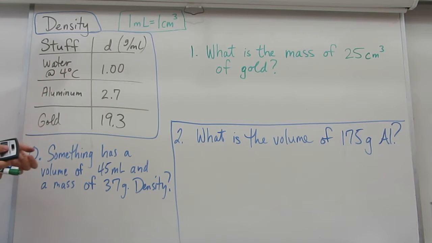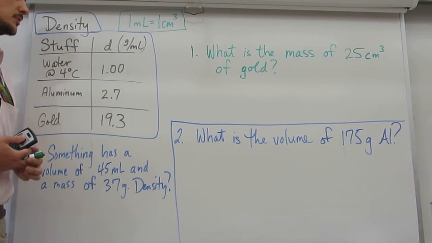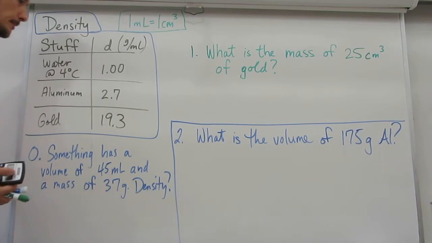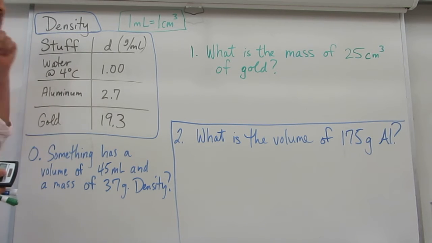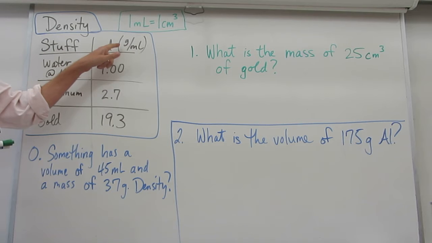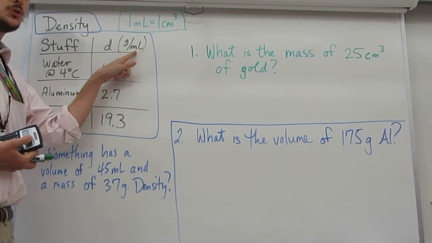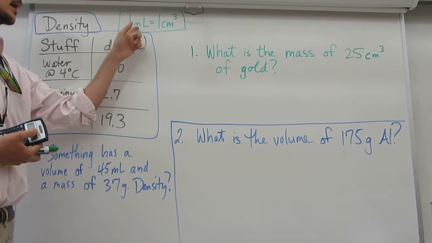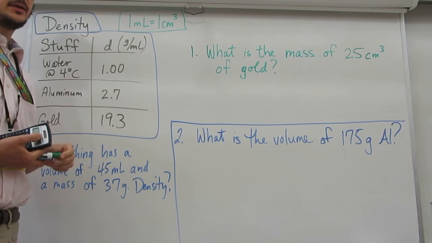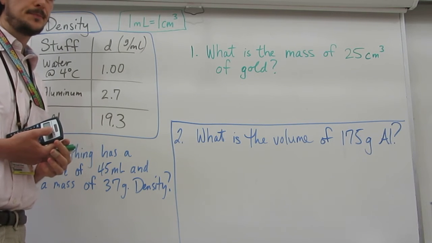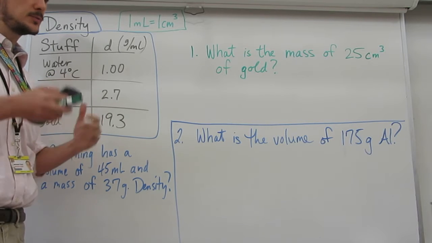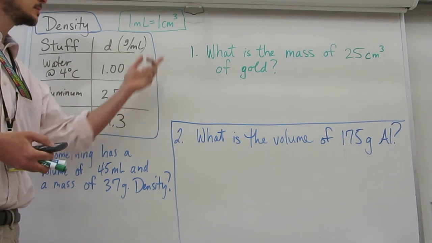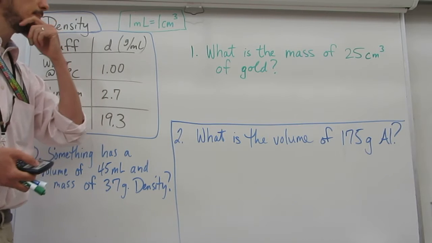So water at 4 degrees Celsius is 1.00 grams per milliliter. Aluminum is 2.7 and gold is 19.3. So that's grams per milliliter, the unit you will often see for density. I would like to make a note that 1 milliliter is a cubic centimeter. So if you measure some regular object in cubic centimeters, then that's equivalent to a milliliter.